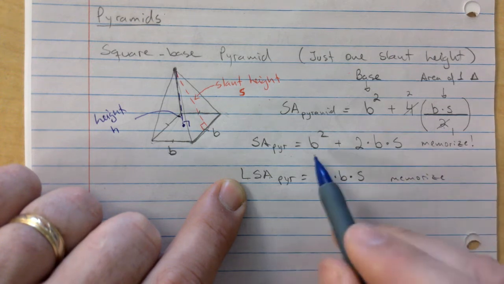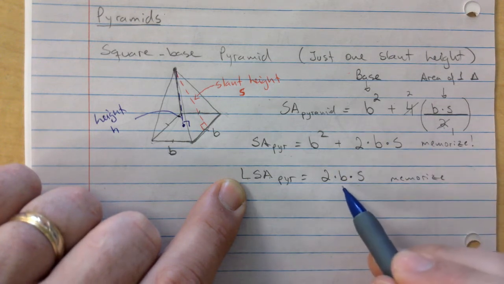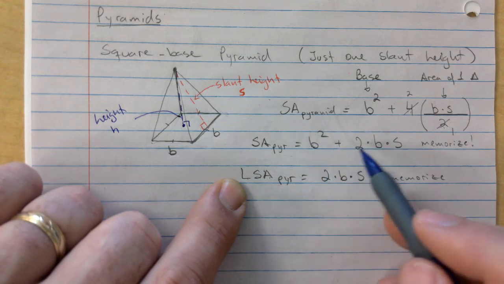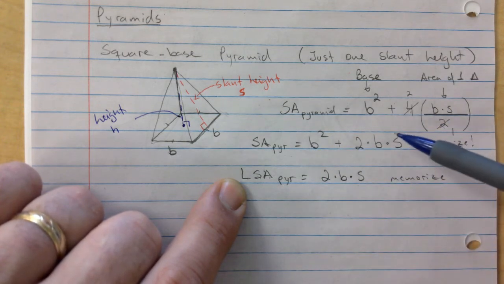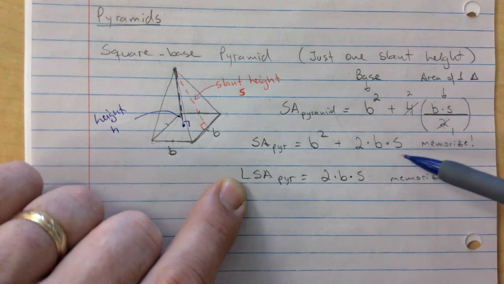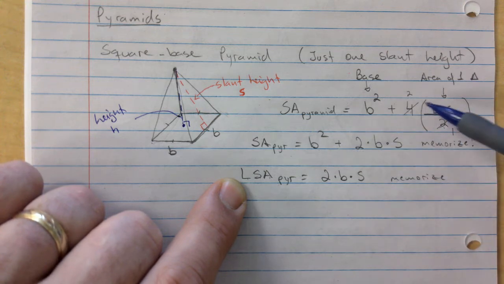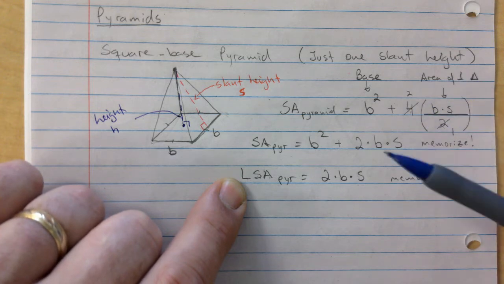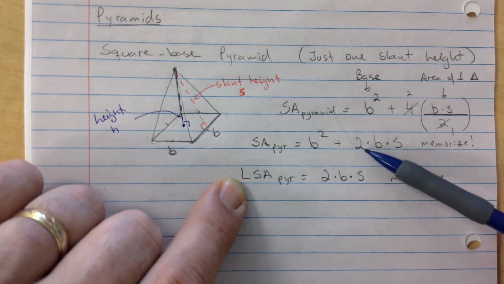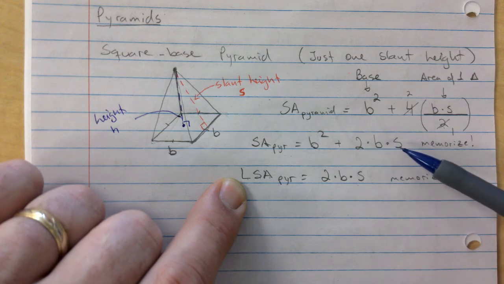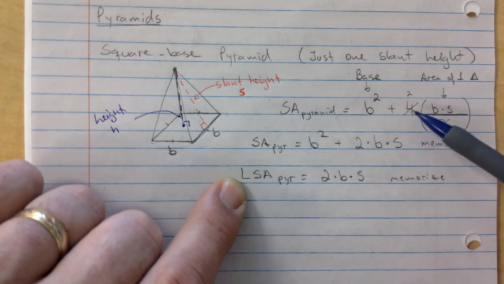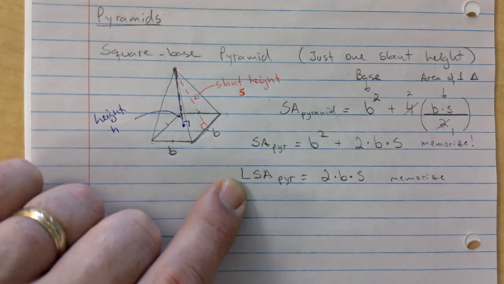Although if you memorize the original, then it's easy, you just have to know what these represent. Keep in mind that 2bs represents all 4 triangles, but it's reduced. It came from this original one. It's 4 times, so some students put a 4 in here. Again, it's 4bs. You would get it wrong in that case. It's 4bs divided by 2, which reduces to 2bs.